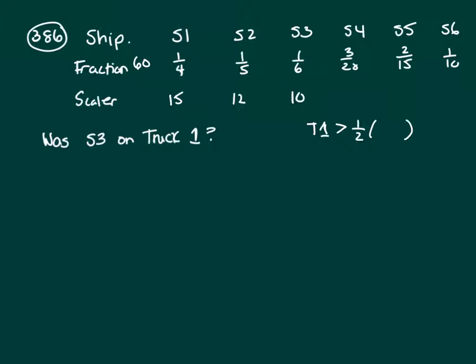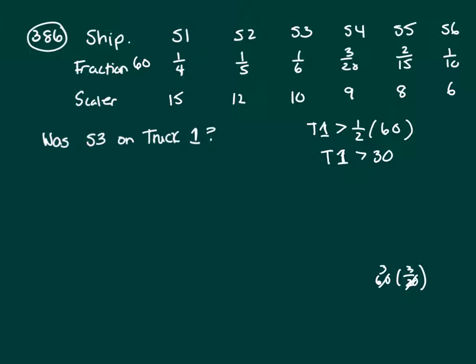Let me show you this on my paper. If you had 60 times 3/20, just to make sure you know what I'm doing, 20 will go into 60 3 times. 3 times 3 is 9. And then 15 will go into 60 4 times. 4 times 2 is 8. And 10 will go into 60, that's going to be 6 times. So the total value is 60. So we know that t sub 1 has got to be greater than 30. Truck 1's got to be greater than 30.